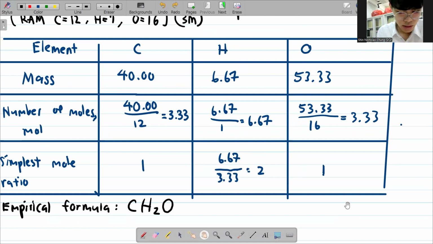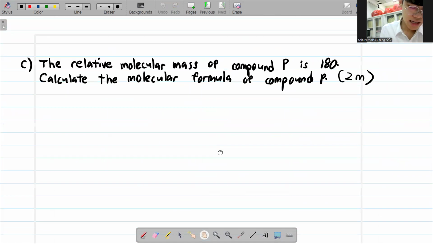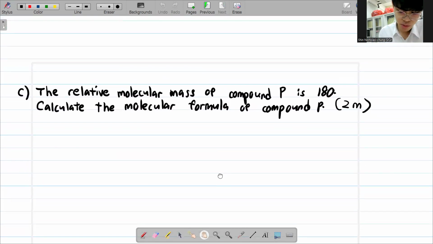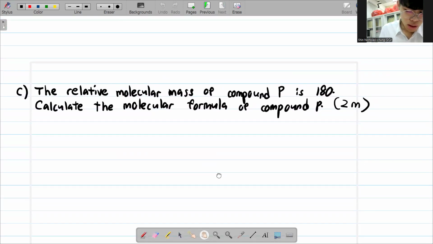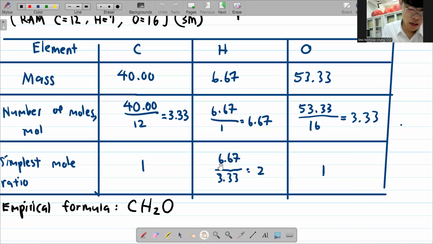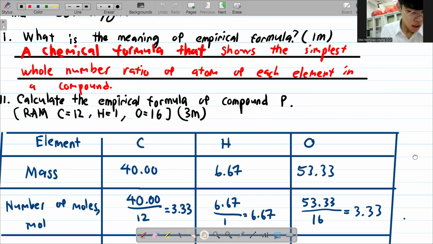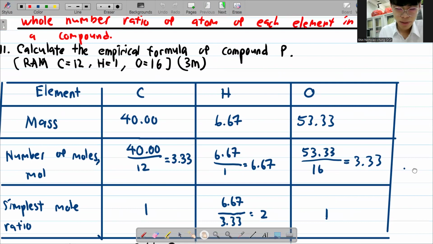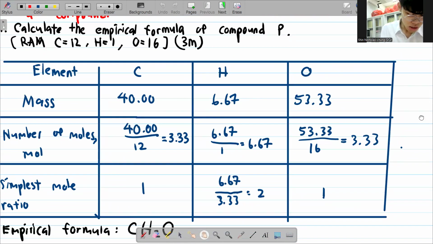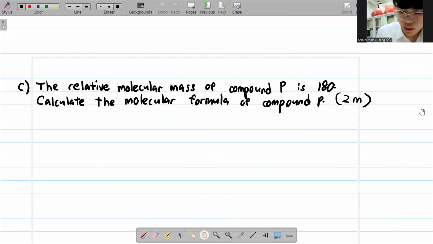Okay, the next question is going to be more interesting, because they're going to ask you to find the molecular formula of your compound P. So we read back the question. Just now we were calculating compound P. It is given that the empirical formula for compound P is CH2O. Then what they are asking right now is a molecular formula.